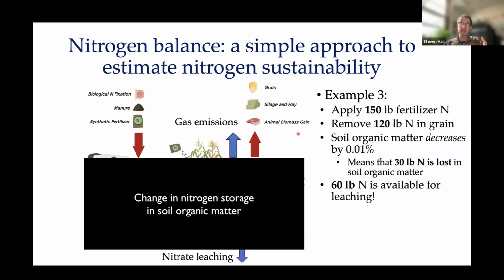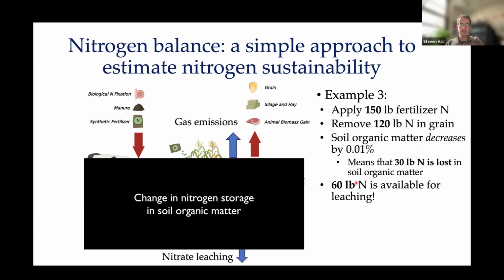Okay, but on the flip side of that, what if we have systems that are losing organic matter? So take the same situation, but assume a decrease of 0.01% of organic matter. This would mean that we're actually losing 30 pounds. So that 30 pounds of nitrogen has to go somewhere. If it doesn't end up in our crop, that nitrogen is available for leaching. So here we've got an even bigger potential problem. On the order of 60 pounds would be available for leaching in this scenario.